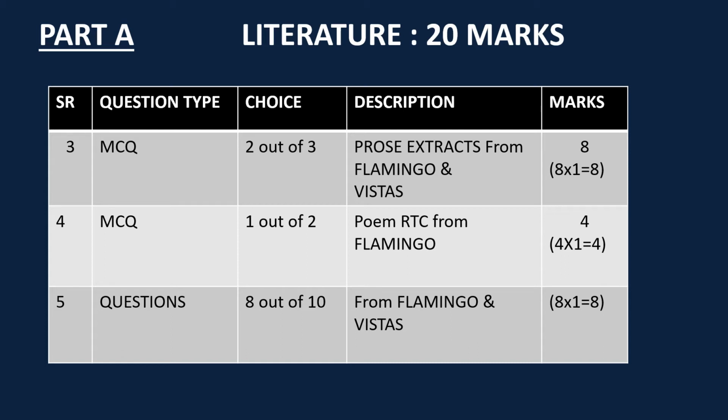The second is also MCQ. Here you will be given only the lines from any poem. Naturally it is from Flamingo, and there will be a total of 2 questions, out of which you will be taking 1. It will have 4 questions for which you will have to pick up the answers. Each will be for 1 mark. So the total marks from question number 4 will be 4 marks.